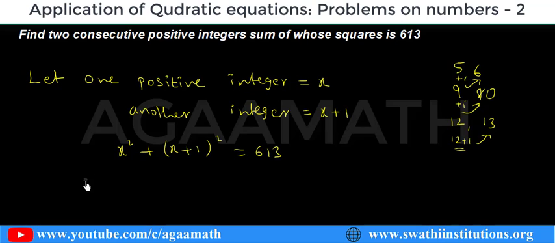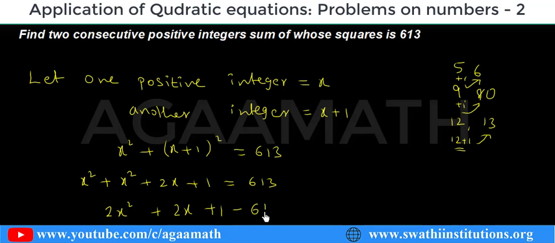So here, x square plus, expressing (x plus 1) whole square in the form a plus b whole square, that is a square plus 2ab plus b square, we get x square plus 2x plus 1 equals 613. So it becomes 2x square plus 2x plus 1, and I transfer 613 to this side, so minus 613 equals 0. Now simplify more.